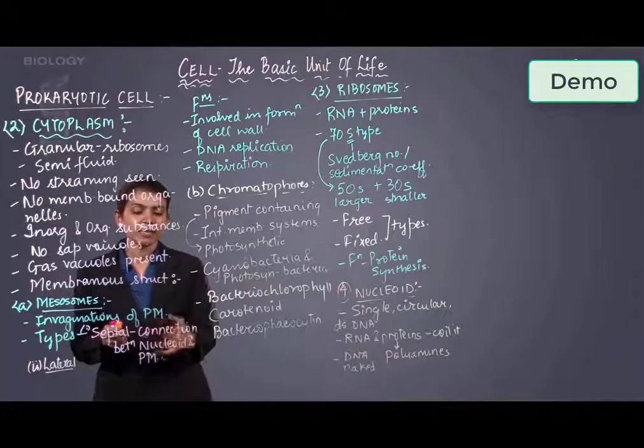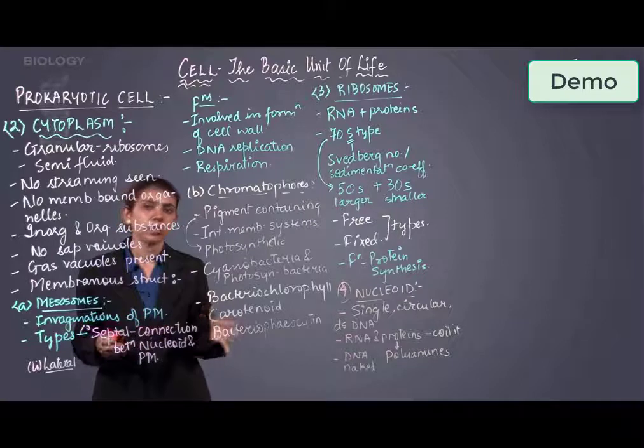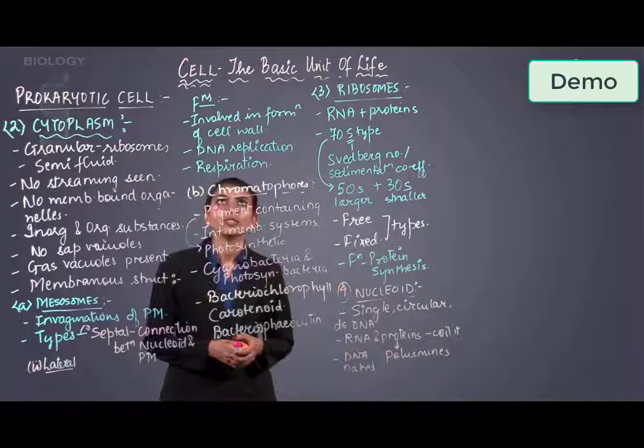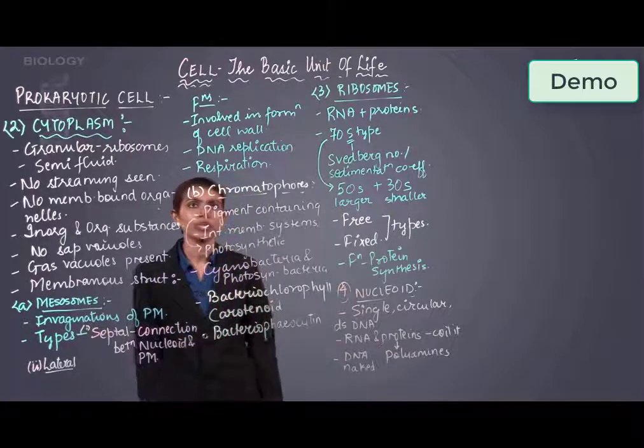The septal ones connect the nucleoid and the plasma membrane. The lateral are not connected to the nucleoid. Functions of the mesosomes is that they are involved in formation of cell wall, they help in DNA replication, and they also help in respiration.